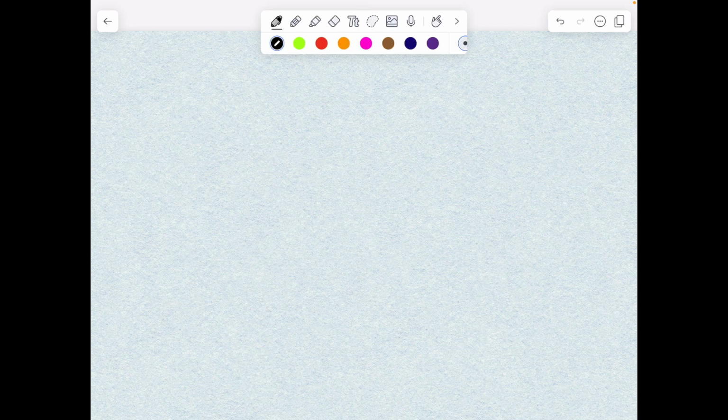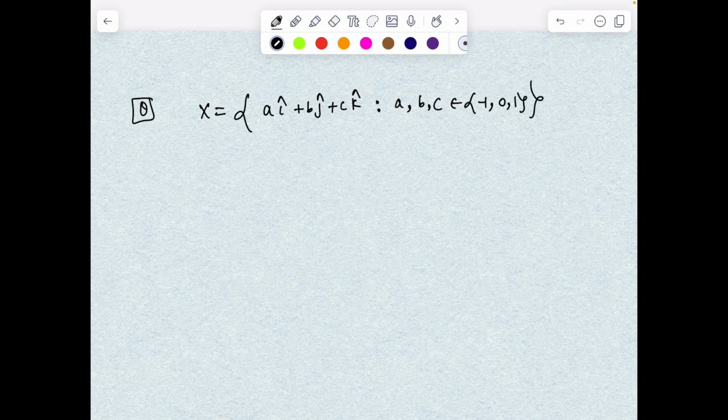Good morning all of you, and let's take some good problems of probability and moreover relevant for the upcoming JEE Advanced examination. The first problem, as you can see on the thumbnail, was: let X be the set of all possible vectors ai plus bj plus ck such that a, b, c belongs to the set {-1, 0, 1}.